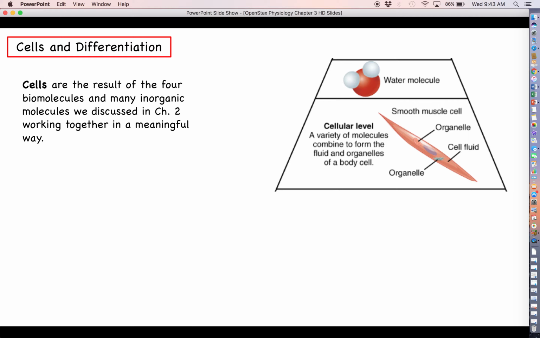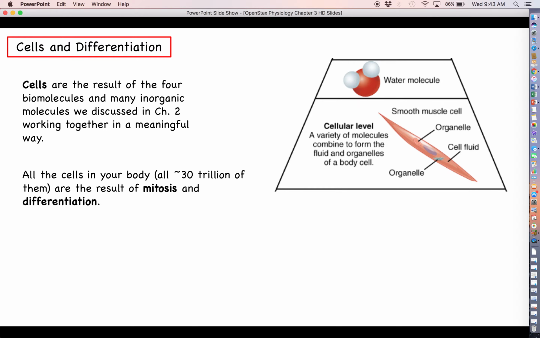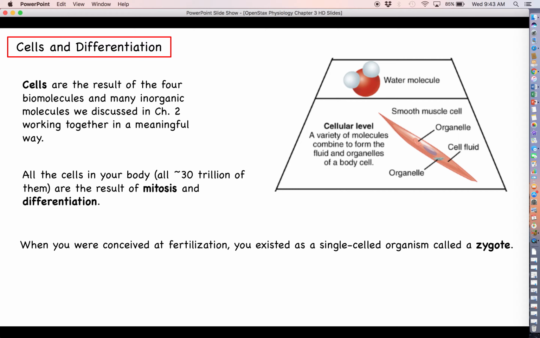You will recall from Chapter 1, when we discussed levels of organization, cells are just going to be the accumulation of many, many types of inorganic and organic molecules. They are all working together in some meaningful way. We also mentioned that in your standard human person, there are about 30 trillion total cells and about 200 types of cells. These 30 trillion cells and 200 types of cells are the result of cell division, being mitosis, and then also differentiation. That's how we get different types of cells.